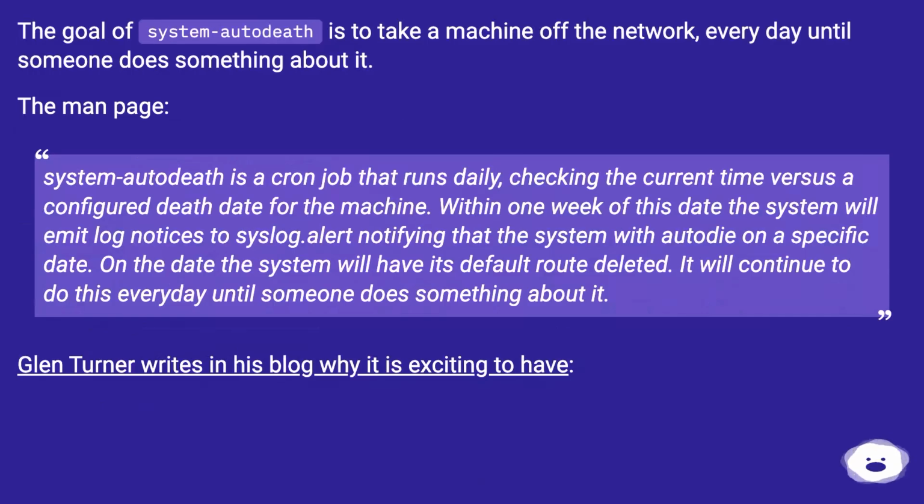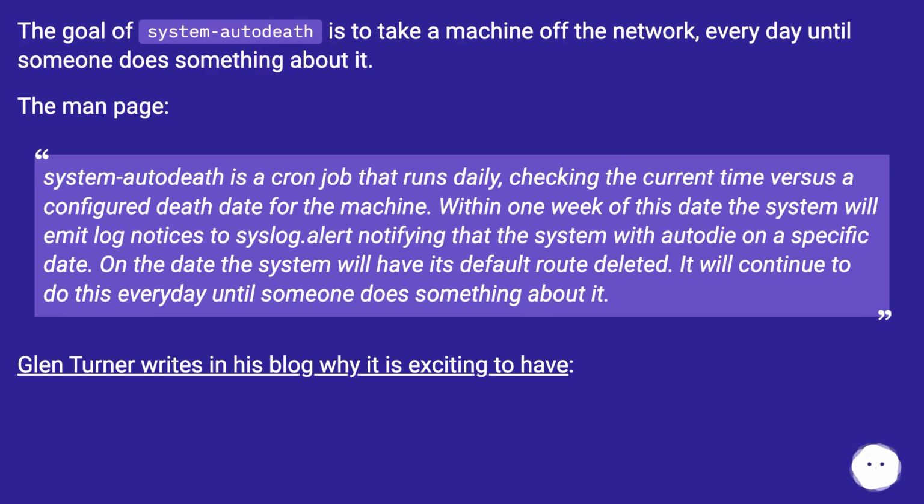The goal of System-Autodeath is to take a machine off the network every day until someone does something about it. The man page: System-Autodeath is a cron job that runs daily, checking the current time versus a configured death date for the machine. Within 1 week of this date, the system will emit log notices to syslog.alert notifying that the system will Autodeath on a specific date. On the date the system will have its default route deleted. It will continue to do this every day until someone does something about it.